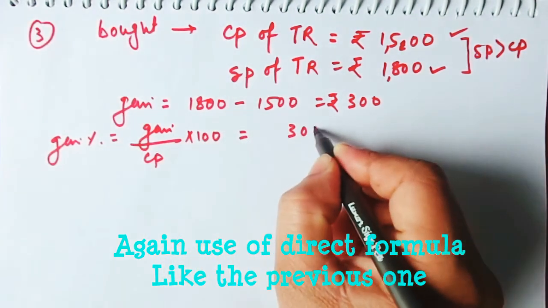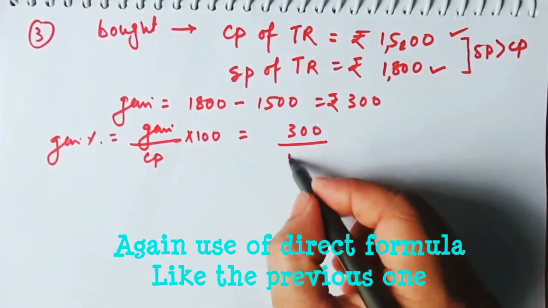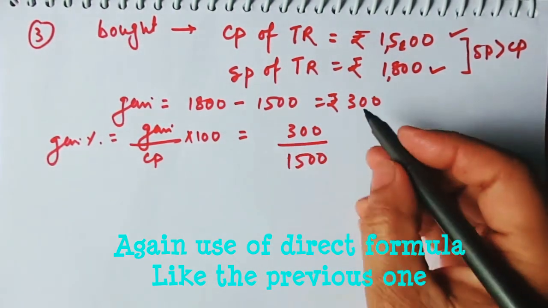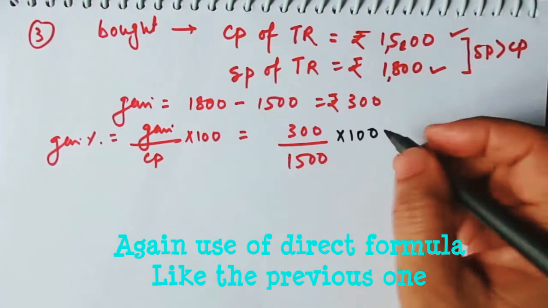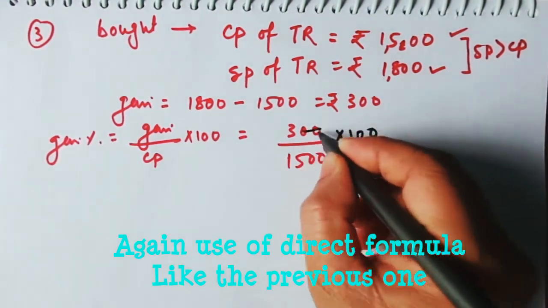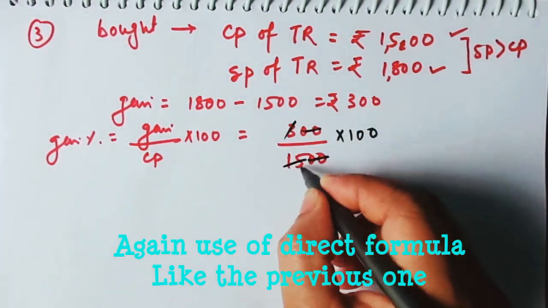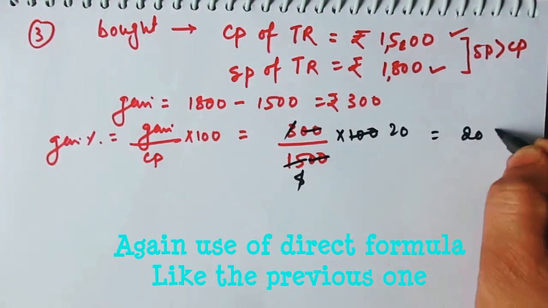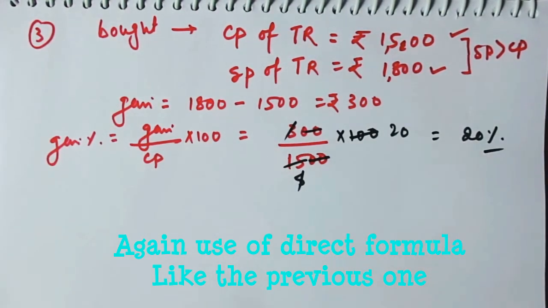Gain how much? 300. Cost price how much? 1500 times 100. So come here. No tension. All the tension lies only when you take it. 3 5s are 15 and 5 2s are 10. See, 20% is your gain percent. Okay. Moving on to the next one.